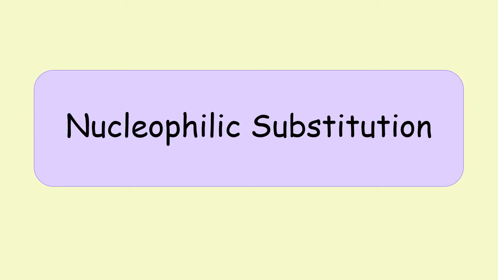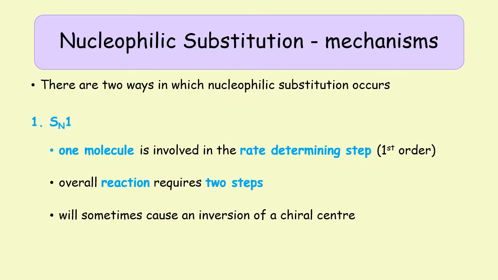This video is on nucleophilic substitution reactions, specifically the two different mechanisms by which nucleophilic substitution can occur, and understanding how to know which mechanism will occur and be able to draw each type of mechanism. So there are two different ways in which this reaction can occur, known as mechanisms. They are known as SN1, nucleophilic substitution type 1, and SN2, nucleophilic substitution type 2.